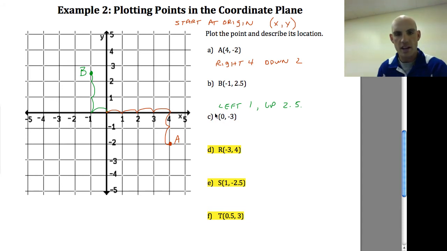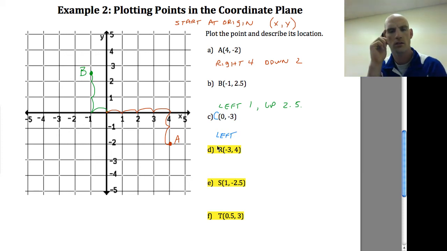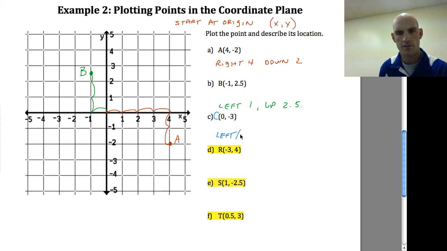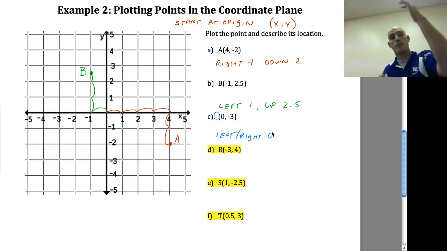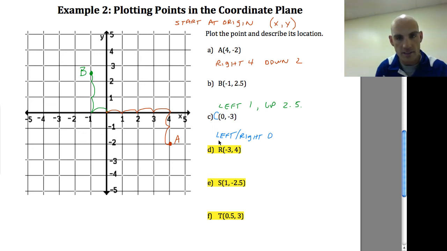And if I look at C, this should actually have a big C right here. So C is 0, comma, negative 3. Well, I go left. Wait, do I go left or right? Left, right, none. I don't go left to right. So this is going to be one of those ones that's either straight up or straight down because I don't move left to right because I'm at 0 on the x-axis. So I go left to right 0 and then I go down 3.